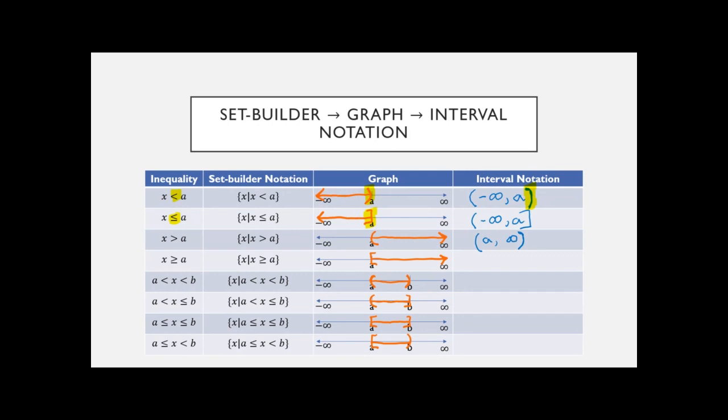And then the fourth line, the only difference is this: we're switching the greater than symbol to a greater than or equal to. So the only change is that the parenthesis at a changes to a bracket because the symbol with a changed from a greater than to a greater than or equal to.